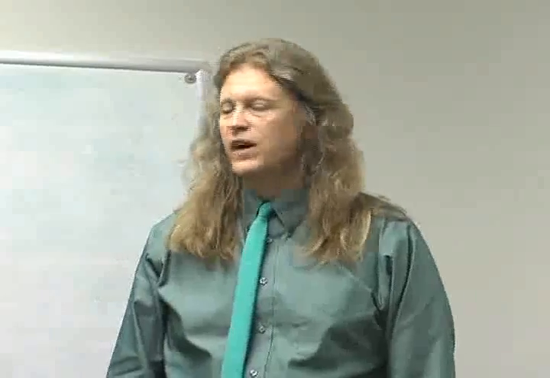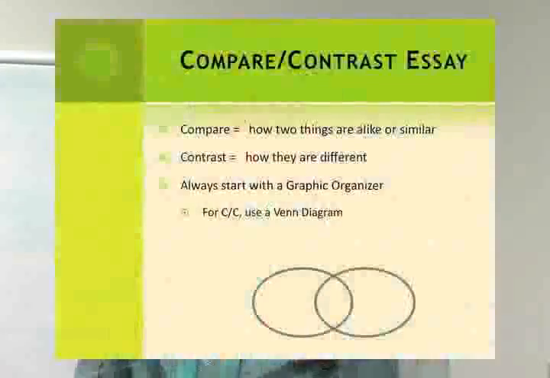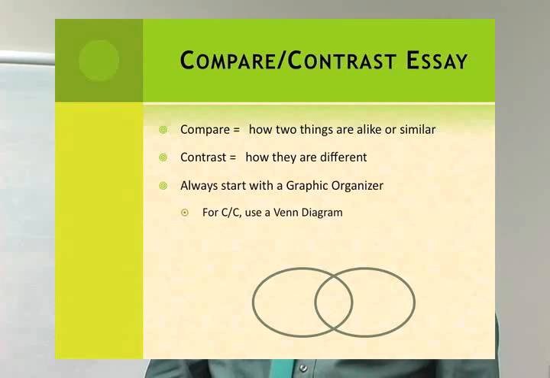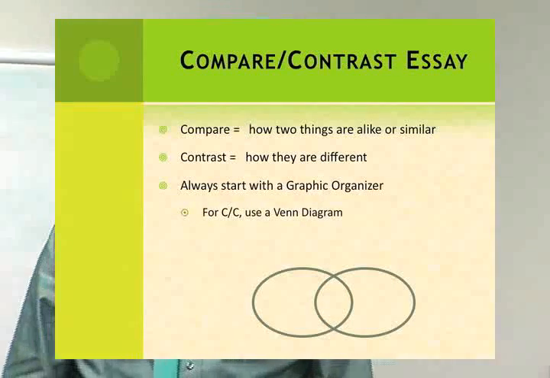For the purposes of this video training, we're going to talk about a comparison-contrast essay because it lends itself very well to this 5-paragraph format. With this type of essay, we start with the graphic organizer, like always, this time a Venn diagram. The 2 circles overlap, 1 circle for everything you know about one subject, the other circle for everything about the other subject, and obviously the overlap is for what they have in common.